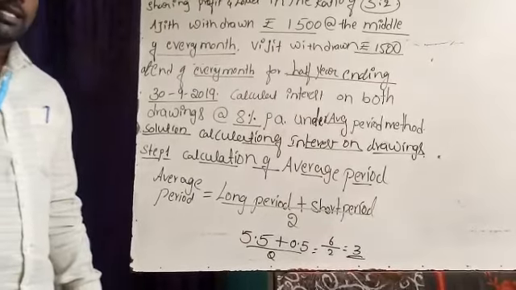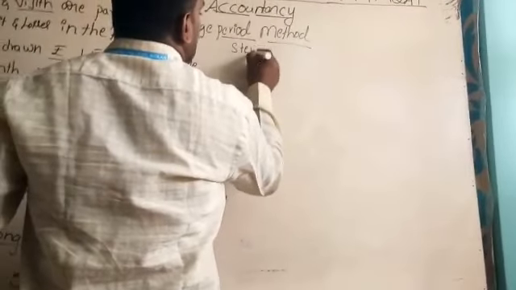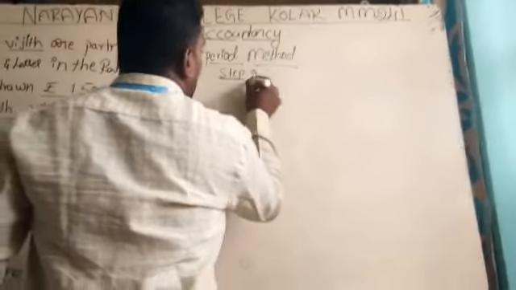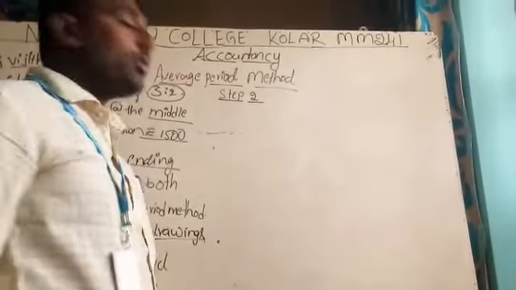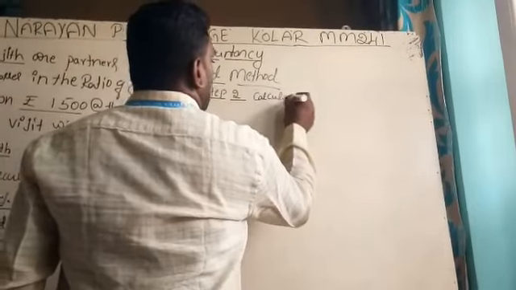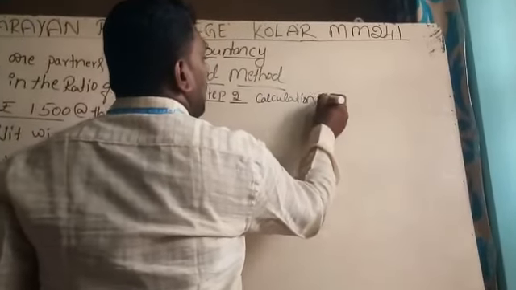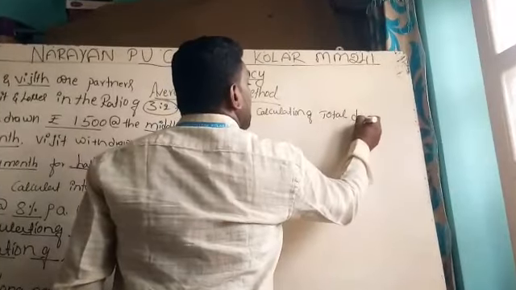So this is step number 1. Let's come to step 2. In step number 2 we have to calculate the total drawings. Calculation of total drawings.